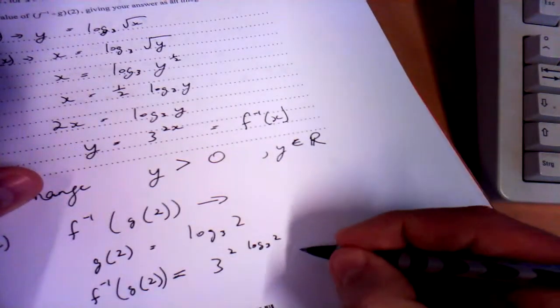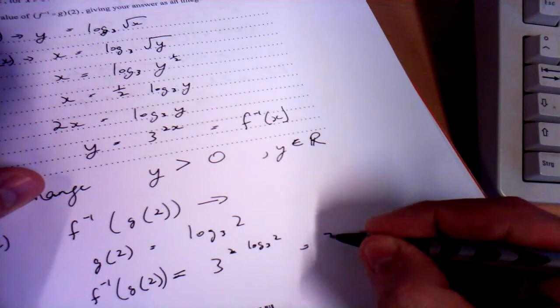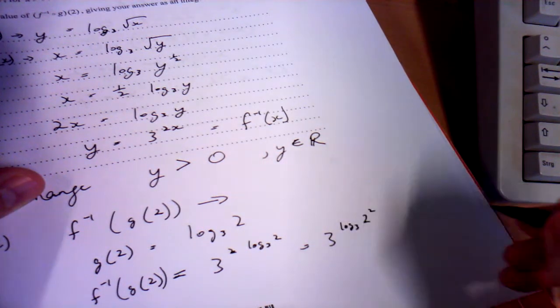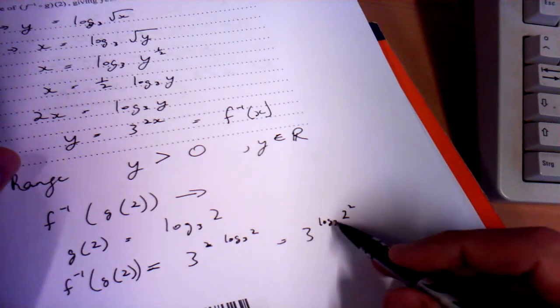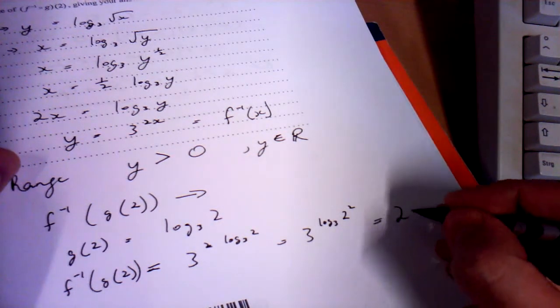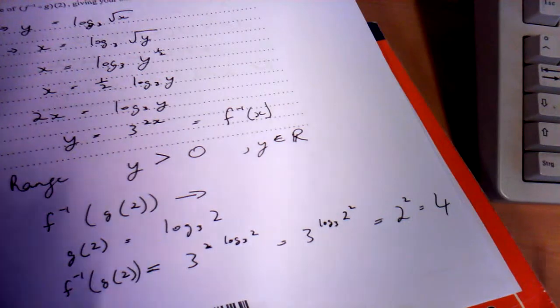Same as we've done before, we can do the reverse. This will become a power. So 3 to the power log base 3 of 2, to the power 2. 3 to the power log base 3 cancels itself out. So the answer is 2 to the power 2, which is of course 4. Okay, so the answer there is 4.